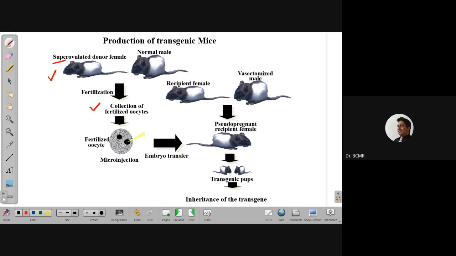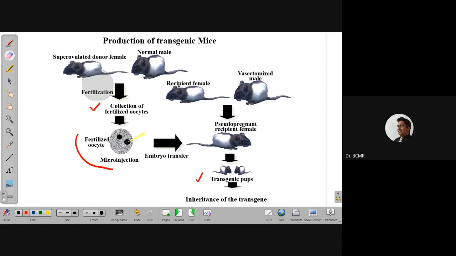Superovulation is to increase the number of eggs produced, because every time we are doing all these manipulations, we are actually damaging the eggs. In that case, not all the eggs would survive. Many of them might die out, right? So we should increase the probability of having transgenic pups. We should increase the number of eggs that are used in the manipulation.